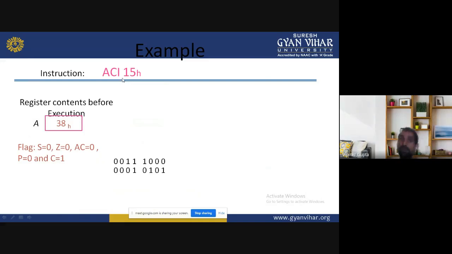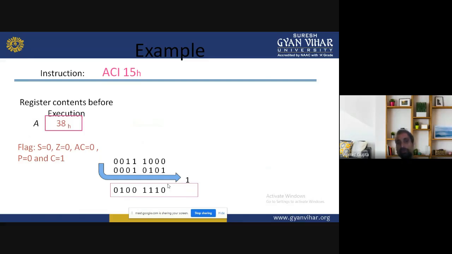Okay, so how will we do the addition? Accumulator data will be added to the 15, and this carry is also added. So what are we doing? 38. What is the equivalent of 38? 0011, and 8 is equivalent to 1000. That will be added to the 15, so this is the equivalent of 15, and 1 is already a carry. That carry is given to the instruction. So how will we add? That carry is added to the lower bit, the LSB.